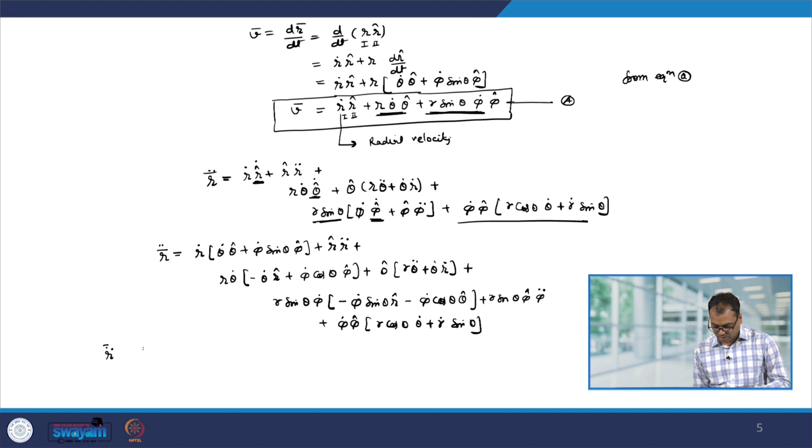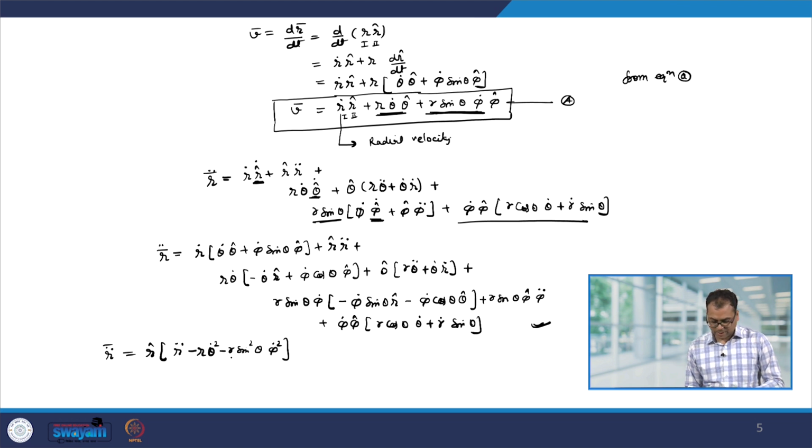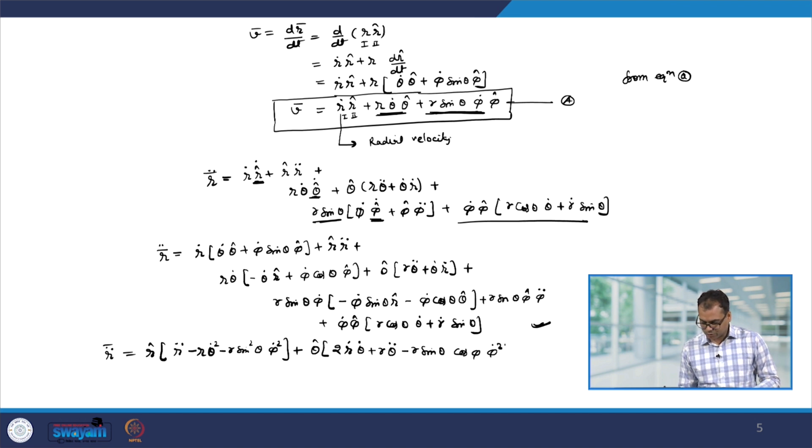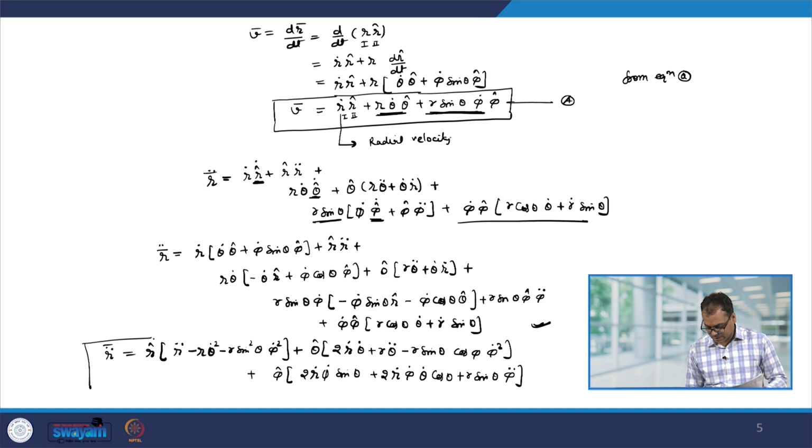Now, we can collect the coefficient of r cap, theta cap and phi cap. So, we have r double dot equal to r cap, its coefficient from this equation is r double dot minus r theta dot square minus r sin square theta phi dot square plus the coefficient of theta cap is 2 r dot theta dot plus r theta double dot minus r sin theta cos theta phi dot square plus the coefficient of phi cap is 2 r dot phi dot sin theta plus 2 r phi dot theta dot cos theta plus r sin theta phi double dot, and this is our master equation to calculate the acceleration.